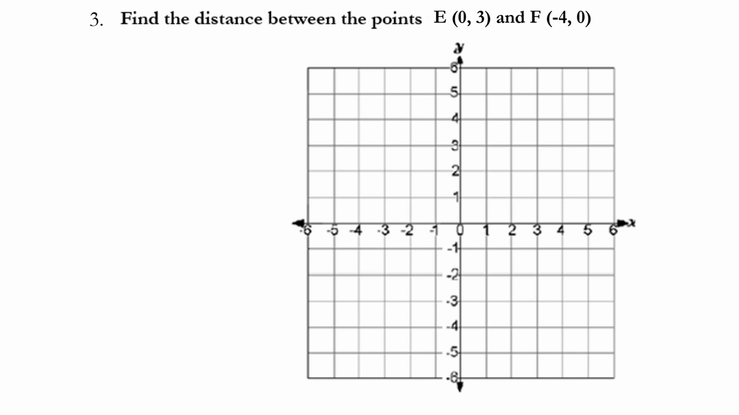Let's practice one more together. Find the distance between the points E, (0, 3), and F, (-4, 0). E is located at (0, 3), so we're not going to go left or right. We're just going to go up to +3. F is located at (-4, 0), so we're just going to go to the left to -4 and not go up any values. So this is the distance we're trying to determine.